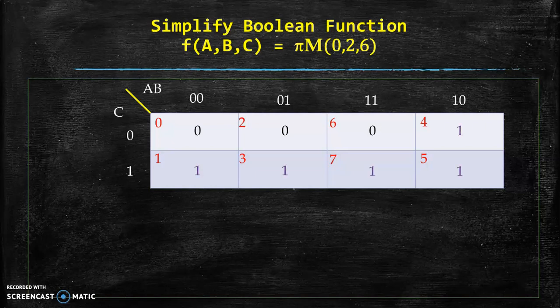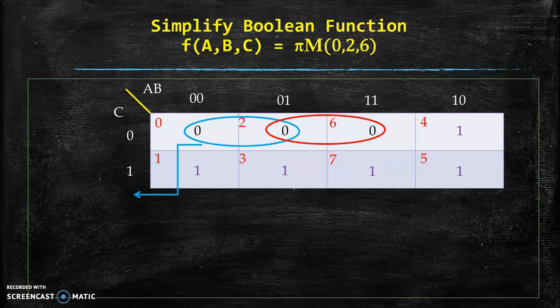Now the next step is to prepare groups. We can see that again a quad is not possible and we have to go for a pair. So horizontally one pair is prepared. Now instead of a single group of 0, we can consider another horizontal pair with overlapping. At cell number 2, both the pairs are overlapping each other. Now we have to write the sum term.